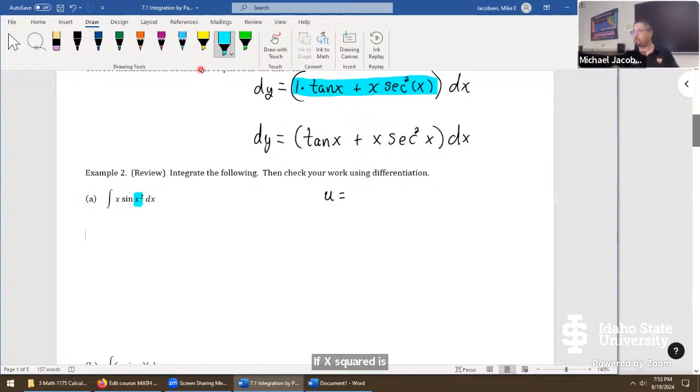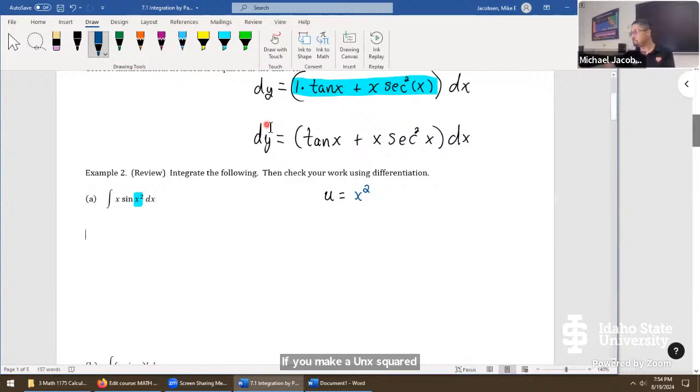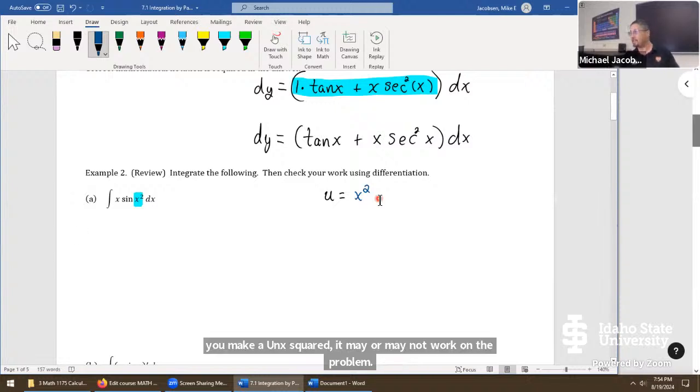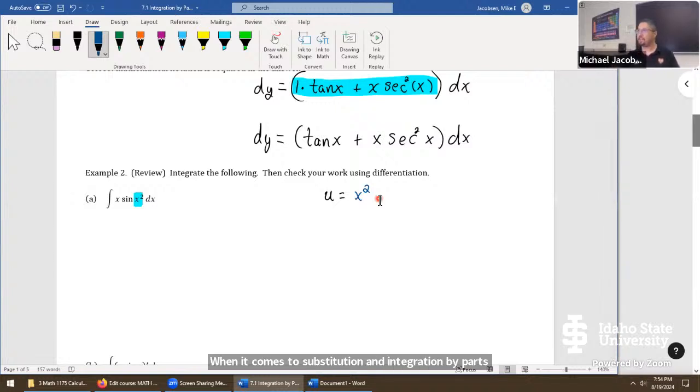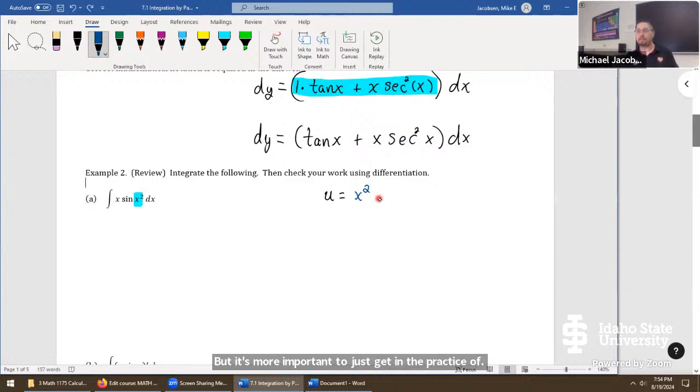Function compositions are oftentimes a dead giveaway of what u should be. If you make a u at x squared, it may or may not work on the problem. When it comes to u substitution and integration by parts later, it's more about just trying something. If it doesn't work, we would try a different one, process out. If it does work, we'll keep on it. But it's more important to just get into the practice of experimenting and trying different things, because there's no direct formula for what u should be.